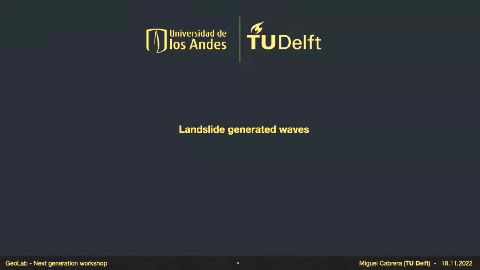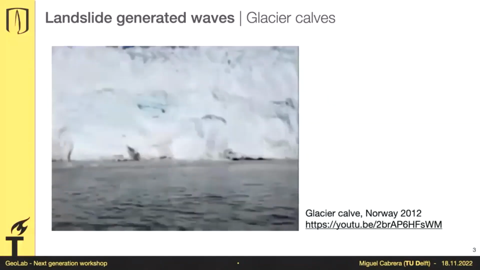And landslide generated waves are something you will know if you happen to go to a pool, when you jump into the pool because you move water. And that displacement of water in a pool is not a serious matter. But if you are next to a glacier or next to a lake, it could become another story.